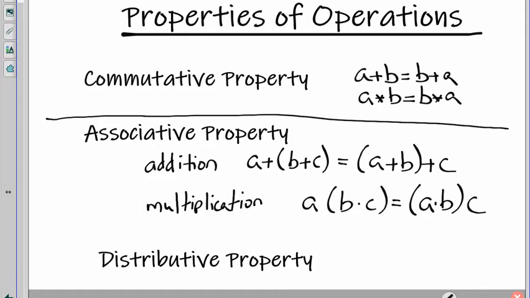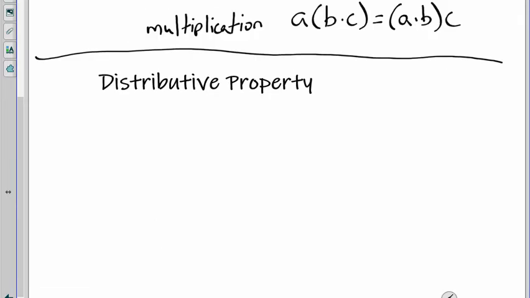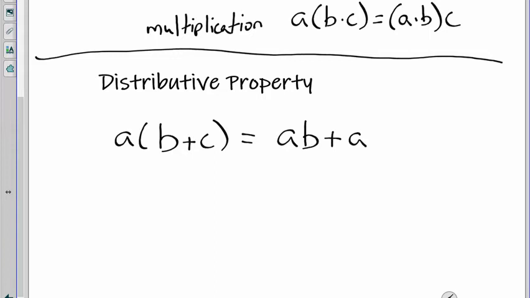The order in which I group these things does not matter if everything is multiplying. Here's an example. If I have 1 times 2 times 3, and I multiply the 2 times 3 first, I get 6. If I do it by grouping the 1 and 2 first, I get 6. Same answer. So by the associative properties of addition and multiplication, I can group the numbers any way I want to. The last property we're going to deal with is the distributive property. So if I have A times the quantity B plus C, that's equal to A times B plus A times C. In other words, I distribute the A over the two numbers.